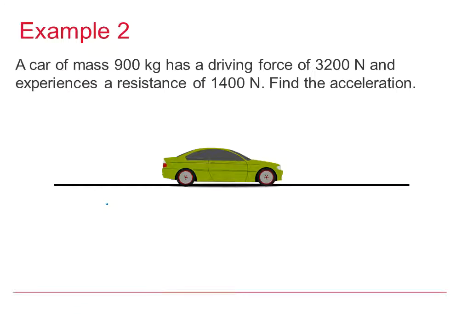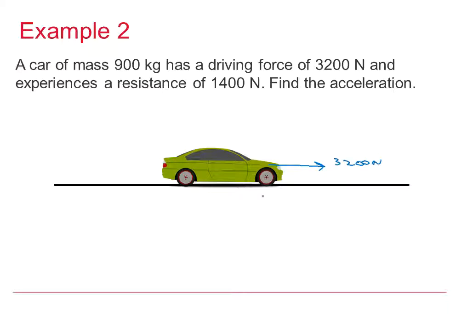Here we have a car of mass 900 kilograms, driving force 3,200 newtons. There's an air resistance of 1,400 newtons. Find the acceleration. Because the car's travelling horizontally, the road's horizontal, we only really need to look at the horizontal forces acting on this car. So there's two horizontal forces. There's the driving force, which is 3,200 newtons.